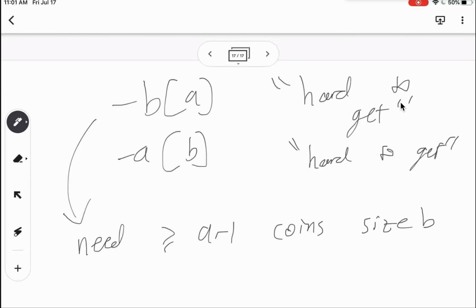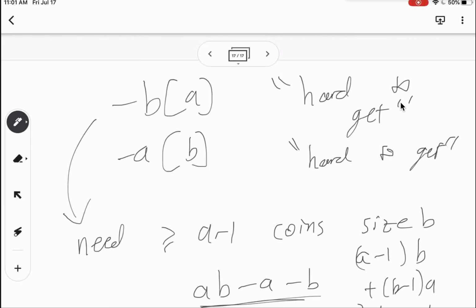So now we basically want something that's negative B mod A and negative A mod B, and that is AB minus A minus B. And if we need at least A minus 1 coins of size B, then what you would need is A minus 1 times B plus B minus 1 times A, which is 2AB minus A minus B. So obviously we cannot get AB minus A minus B cents.